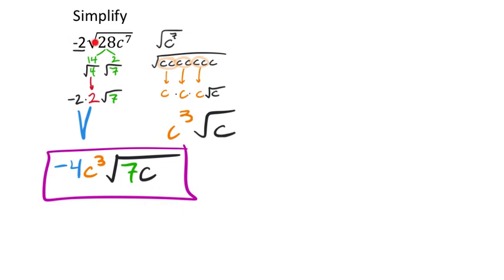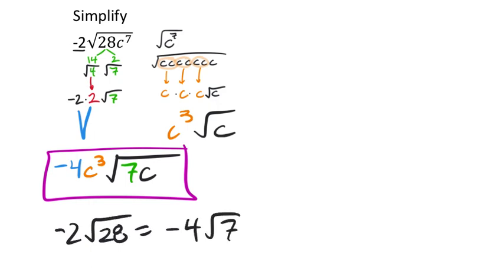Now again, if you typed in negative 2 times the square root of 28 in the calculator, just this, negative 2 times the square root of 28, the calculator would have given you a negative 4 times the square root of 7. That would have simplified that part for you. The c's, though, the calculator won't do the c's. You have to do that on your own.